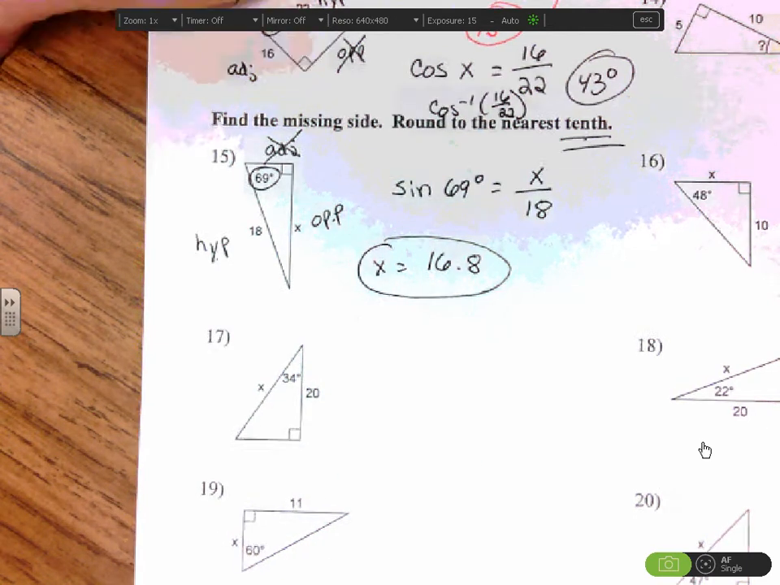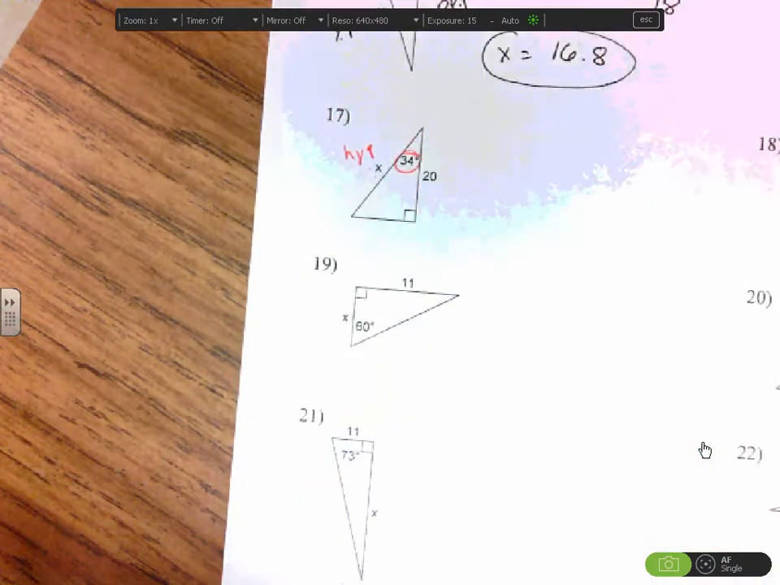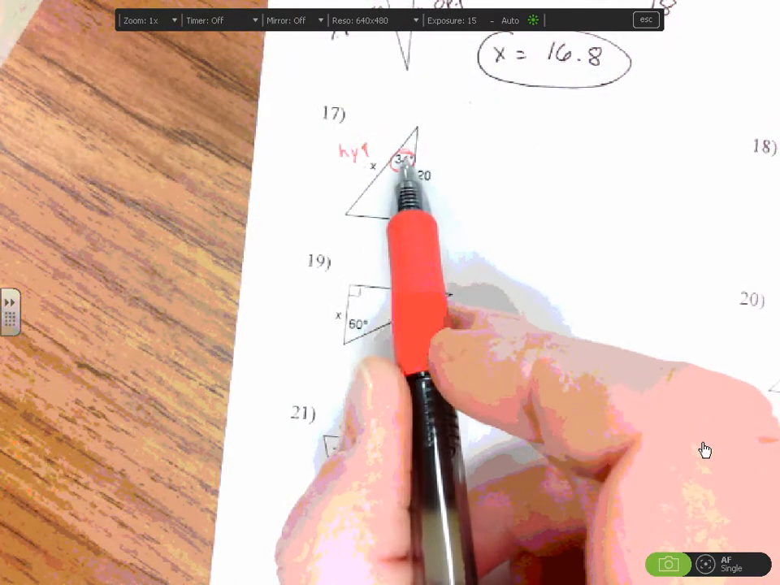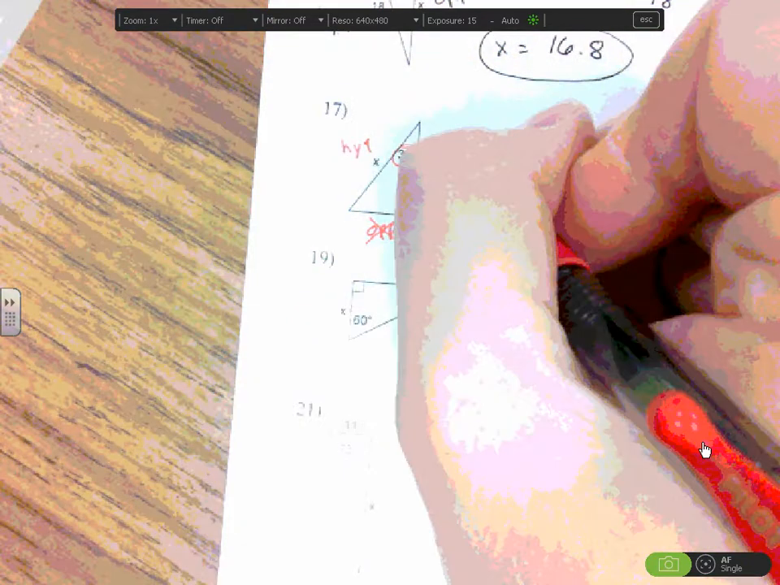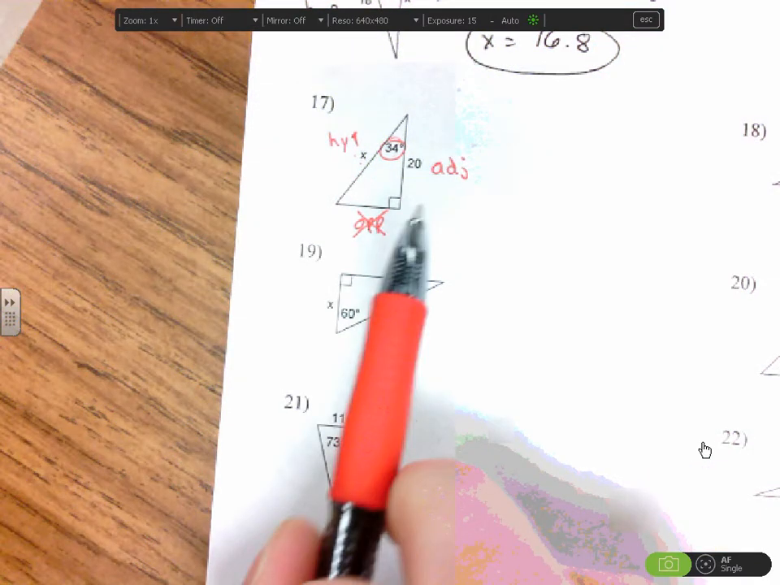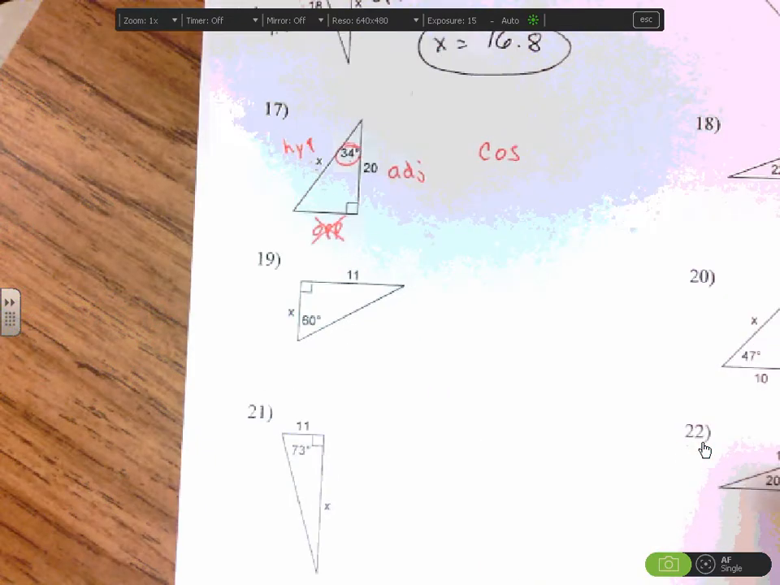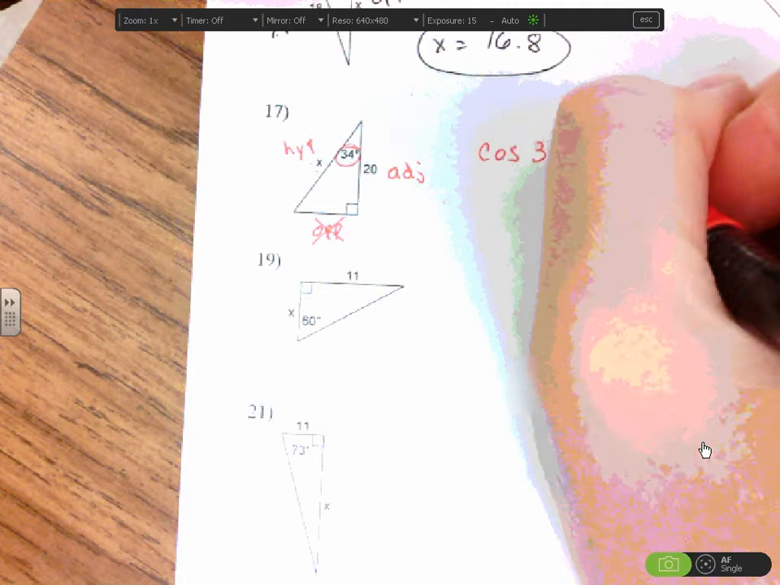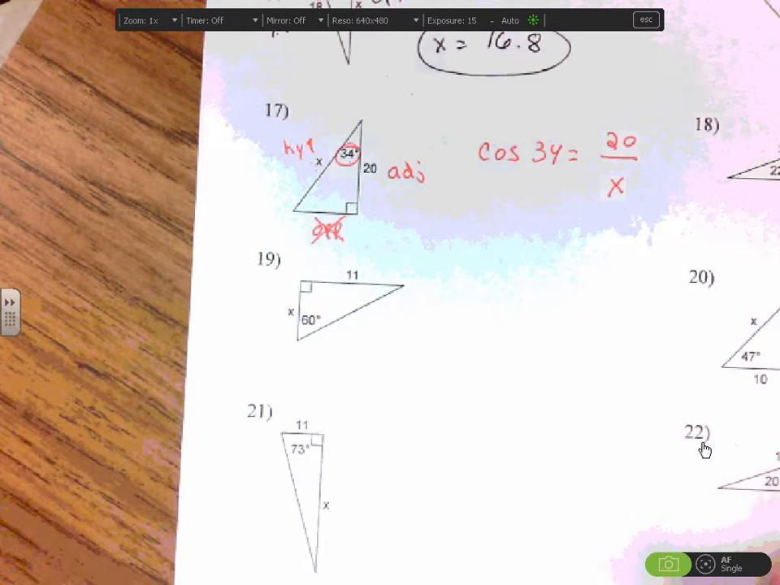Let's do number 17. 17, I'm asked to find this x. I'm going to use this angle, so 34. Let's label. The x would be the hypotenuse because it's opposite the right angle. This would be opposite over here, and that's the one I will not use. That leaves adjacent. This is the 20. So which trig function? Adjacent, hypotenuse, that's cosine. So I'm going to write the cosine of 34 degrees is adjacent, which is 20 over x.